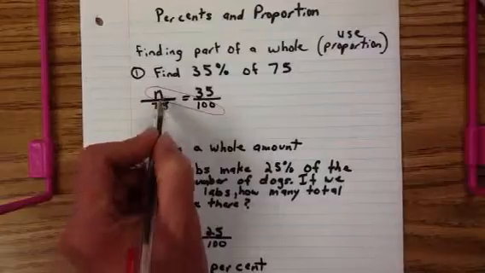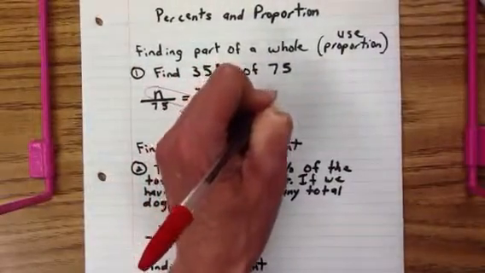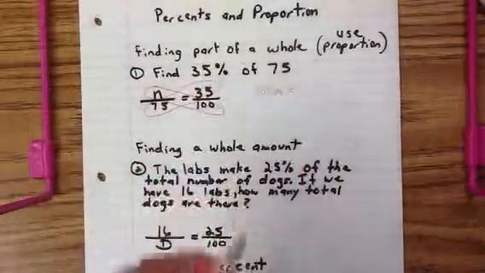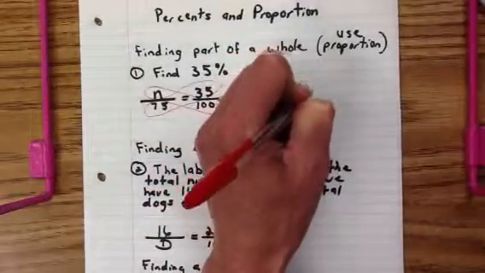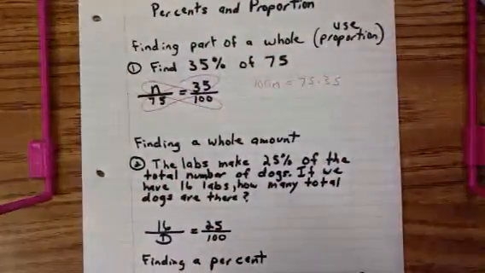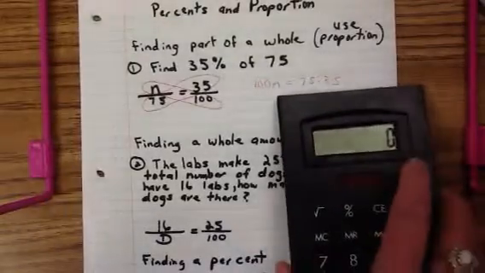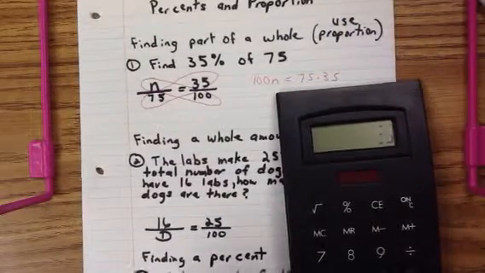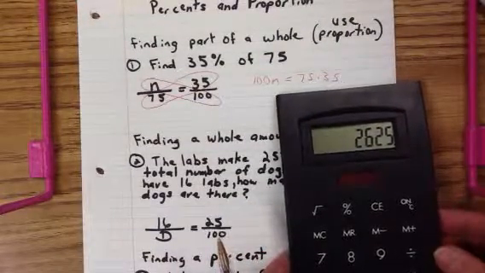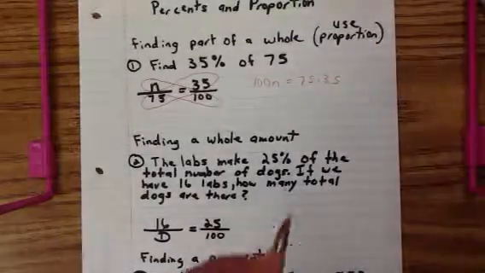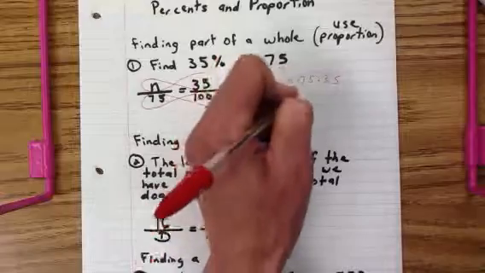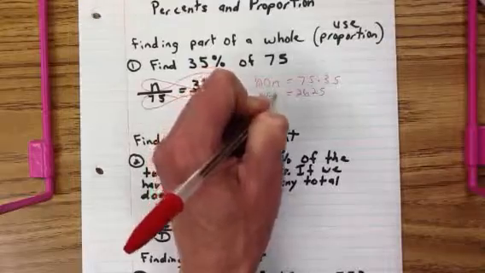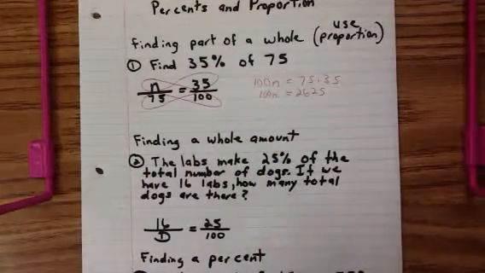So I will multiply n times 100, so that would be 100n, and that's going to equal 75 times 35. Okay, so I'll just use a calculator for that, and 75 times 35 equals 2,625. Okay, so I can simplify: 2,625 equals 100n. Now, I need to get n alone.